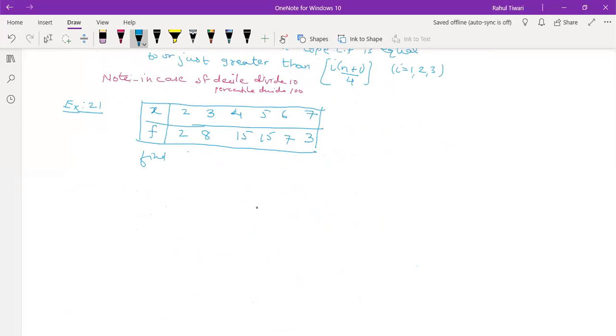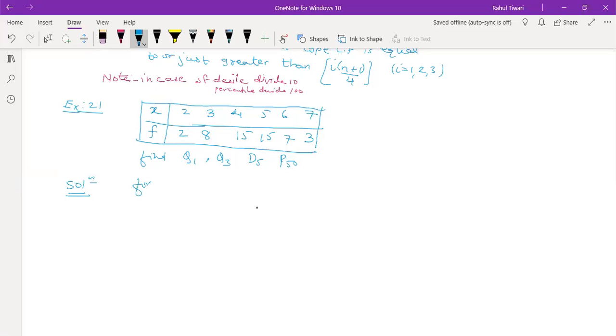Let me find out Q1. I can say Q1. Let's say Q3. Let's say D5. Let's say P50. Suppose we require these things for ungrouped data. Let's take the solution.